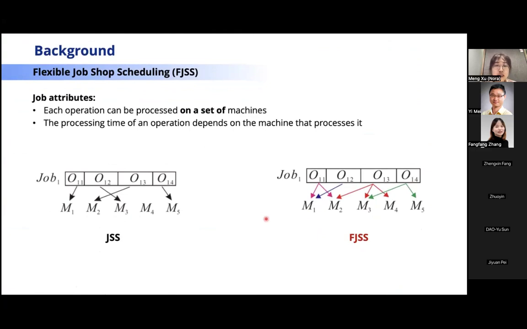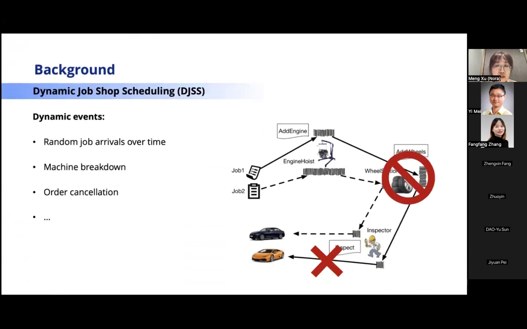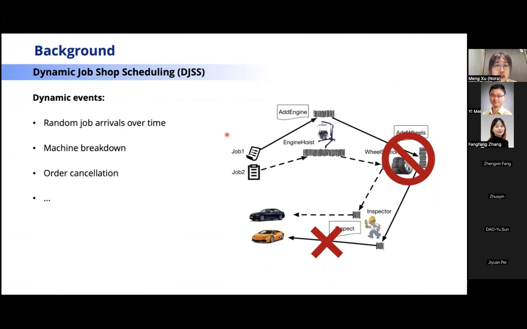And flexible job shop scheduling is an extension of job shop scheduling. For flexible job shop scheduling, different from job shop scheduling, each operation can be processed on a set of machines, and the processing time of an operation depends on the machine that processes it. Another type is dynamic job shop scheduling. As the name implies, dynamic job shop scheduling needs to consider some dynamic events like random job arrivals, machine breakdown, or order cancellation.